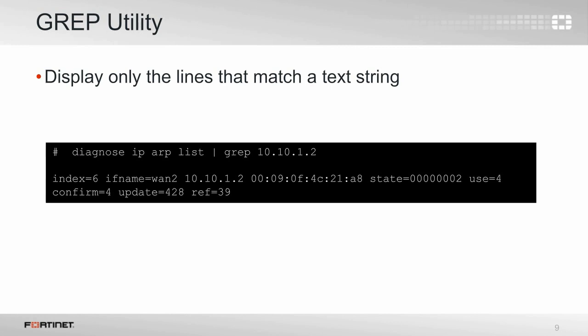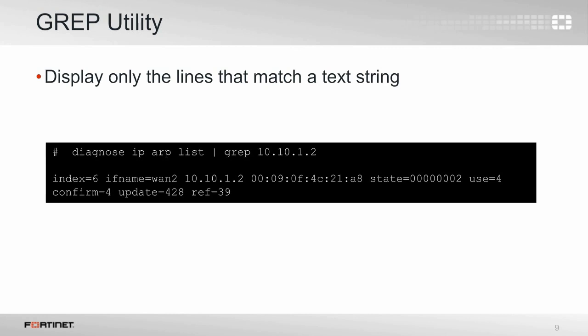Some CLI debug commands generate a lot of output. If you know that the information that you need is contained in a specific line of the output, and if you know a key word that you can use to find that line, then you can use the grep utility. This utility displays only the lines that match a text string.